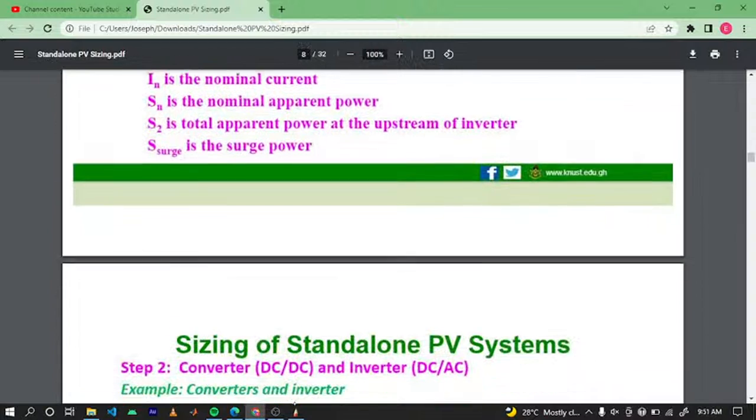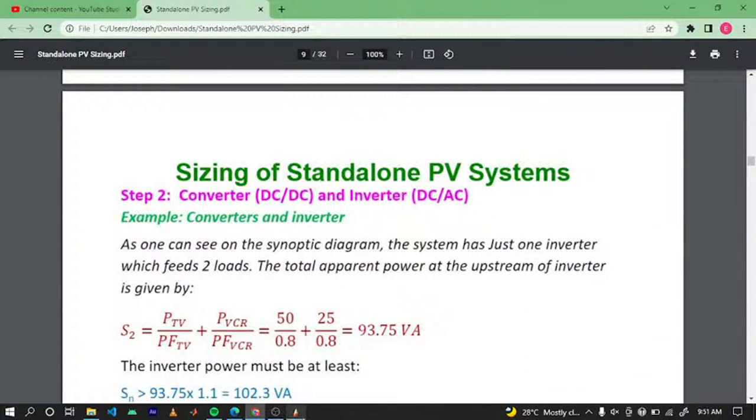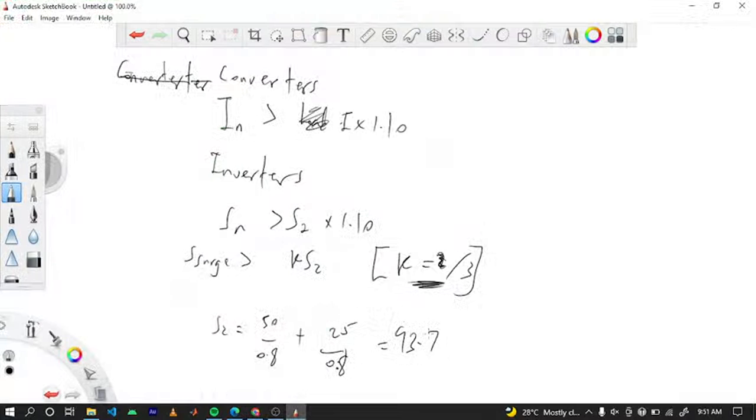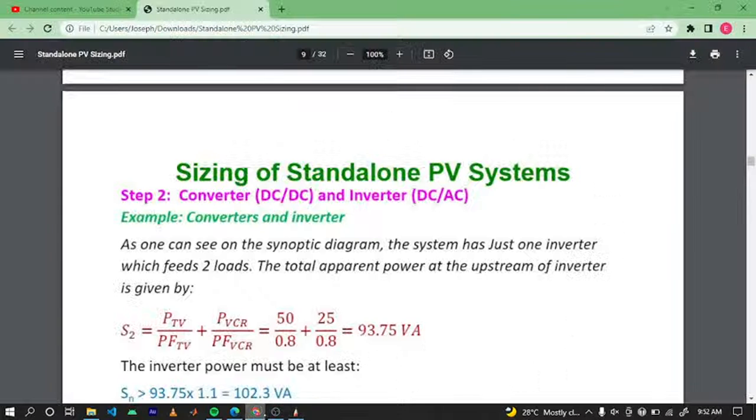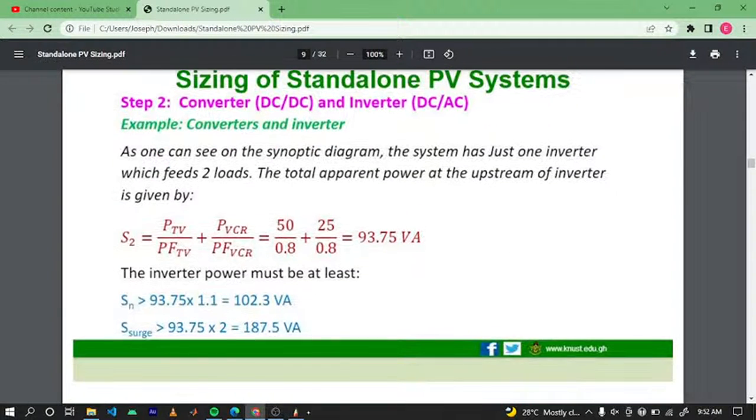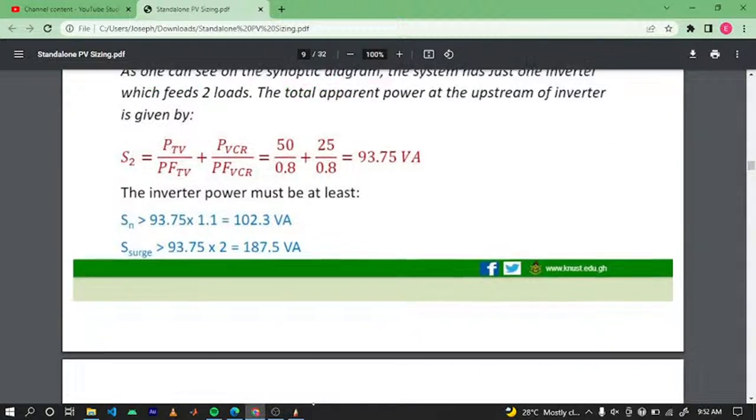The total apparent power comes to 93.75. Then we say that with an inverter that has a nominal rating, Sn should be greater than 93.75, and the surge rating greater than what we have multiplied times 93.75. So you get the value to be 102.1875. So this is step two, which is the sizing.